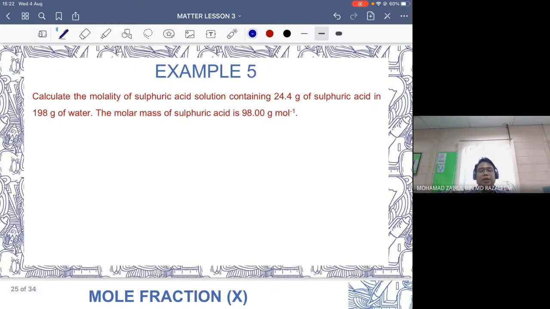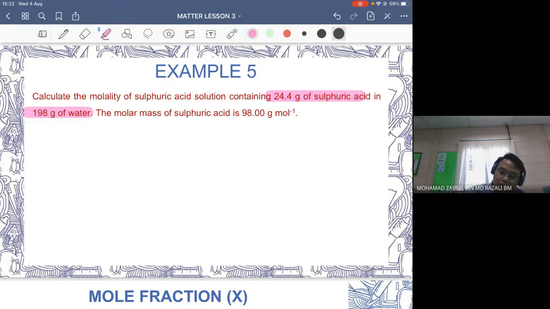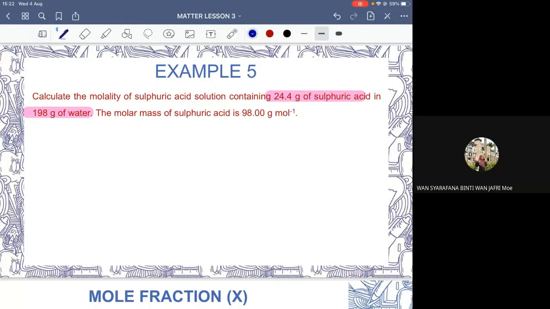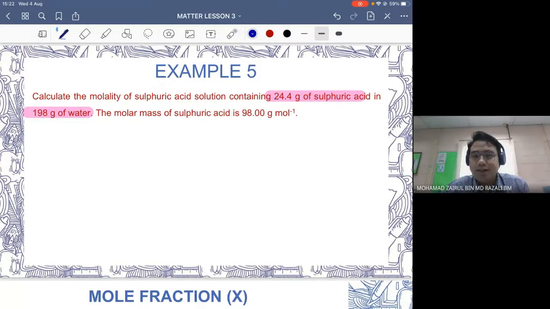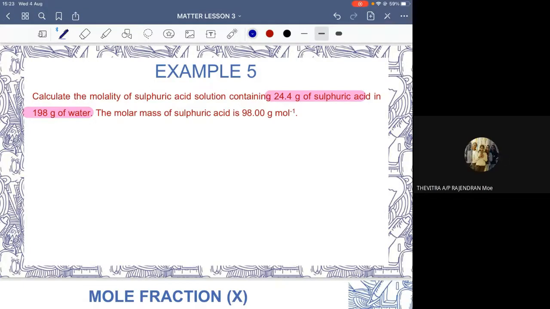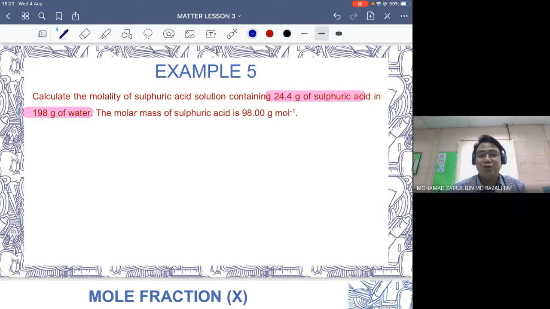So for example, calculate the molality of sulfuric acid solution containing 24.4 grams sulfuric acid in 198 gram of water. So first apa kita kena buat? Ada berapa suggestion? Apa kita kena buat? Cari mol of siapa? Mole of sulfuric acid.